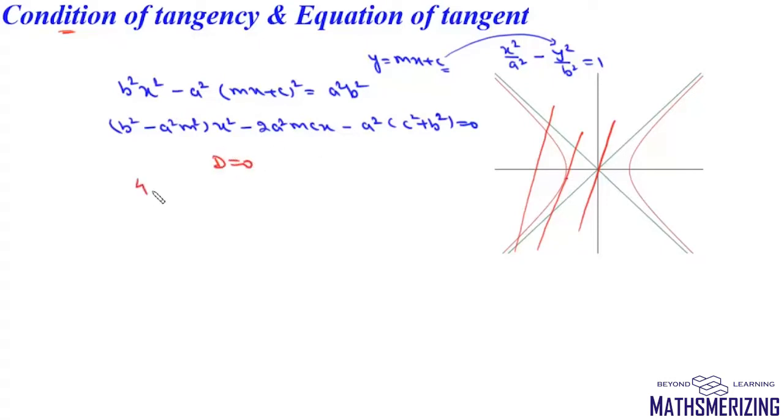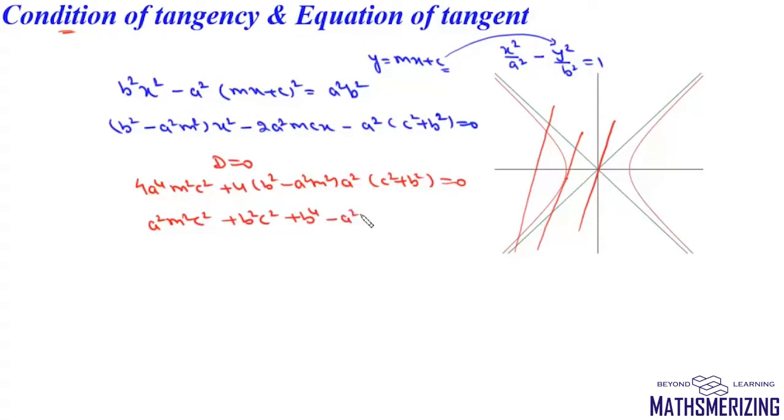So we can write 4 a to the power 4 m square c square minus 4 (b square minus a square m square). Now this minus and minus will be plus. So it will be a square (c square plus b square) equals 0. Now here we'll take 4 a square common. So we'll get a square m square c square plus b square c square plus b to the power 4 minus a square m square c square, and then minus a square m square b square, and it must be 0.